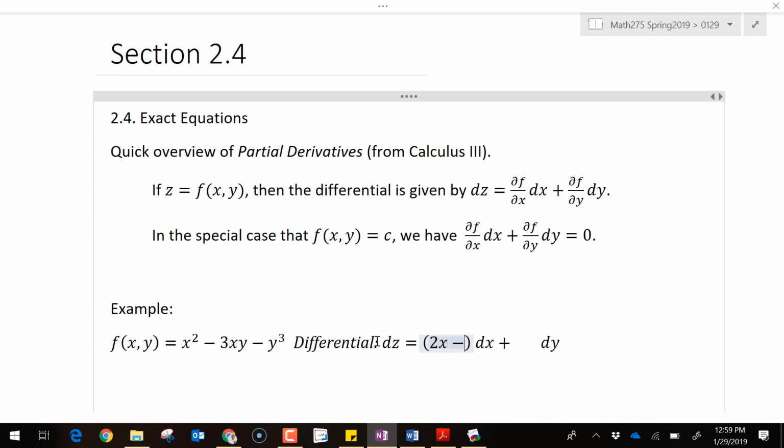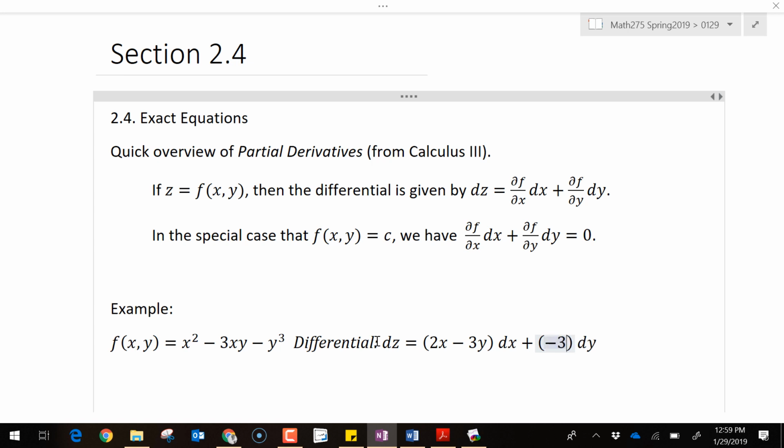So 2x minus 3y. Is that it? That's it. Okay, so that's easy enough, pretending that y is a constant. Now, the dy is going to be the derivative of that function with respect to y, treating x as if it was a constant. So what's that going to be?